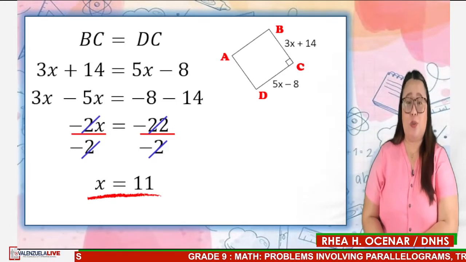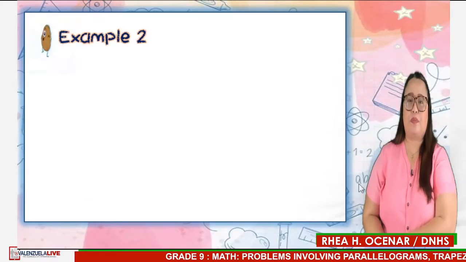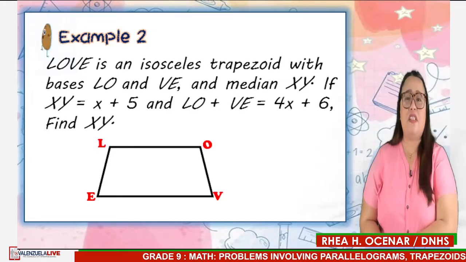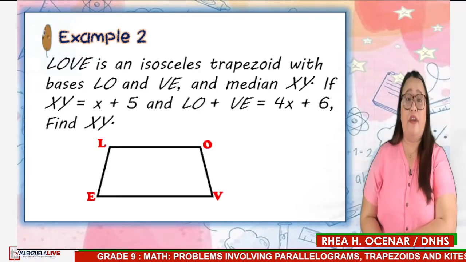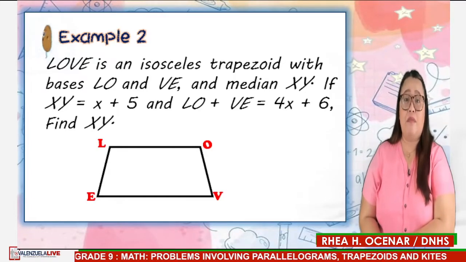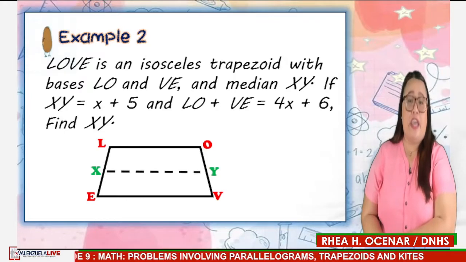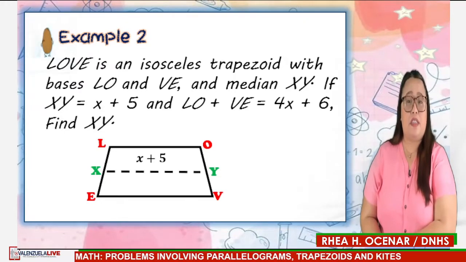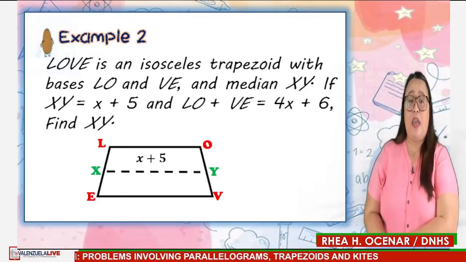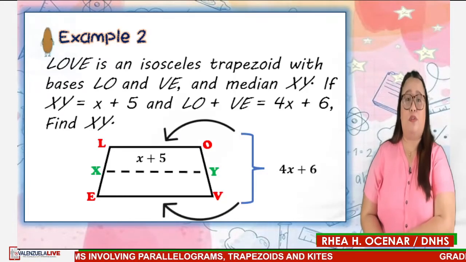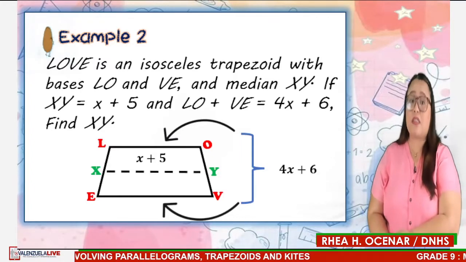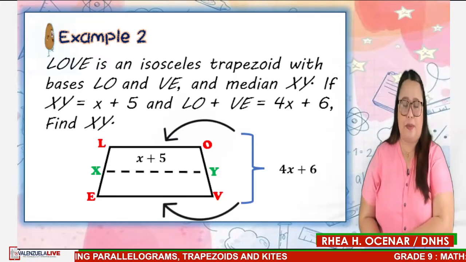Example number 2. LOVE is an isosceles trapezoid with bases LO and VE and median XY. If XY is equal to x plus 5 and LO plus VE is equal to 4x plus 6, find XY.